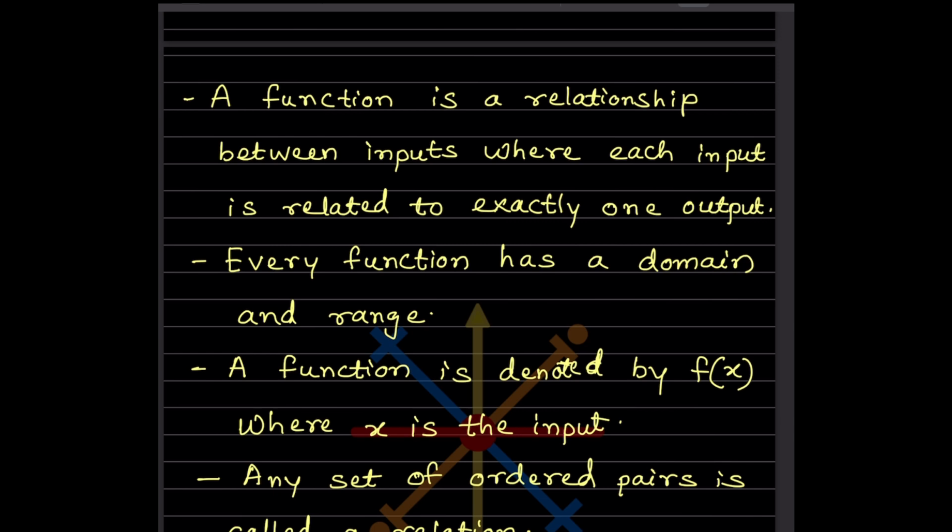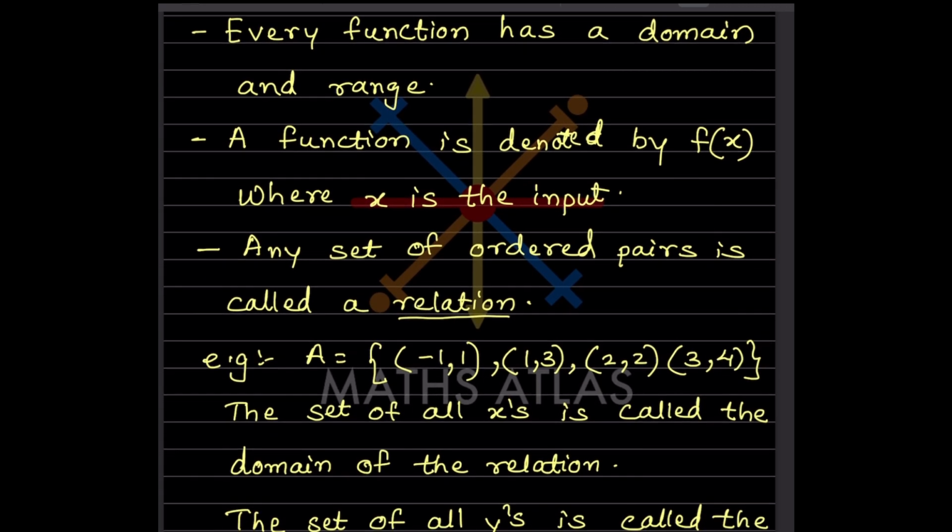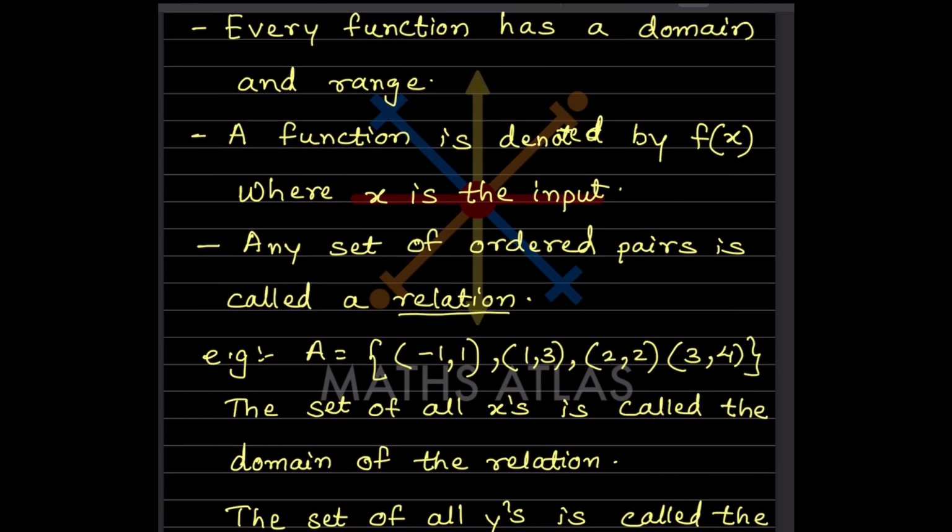The function is denoted by f(x), where x is the input of it. Any set of ordered pairs is called a relation. These are the pairs, so that is called a relation. Suppose we take this set A. Whenever we write a set we write the curly brackets. These are the pairs, which means whenever we write this, this is x and this is y.